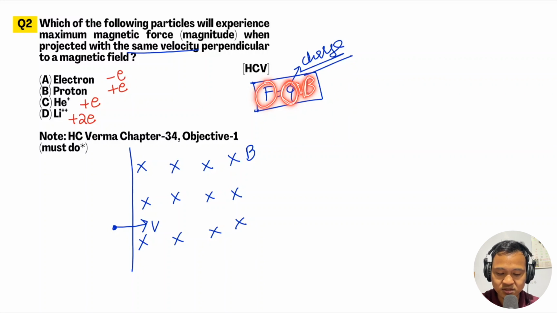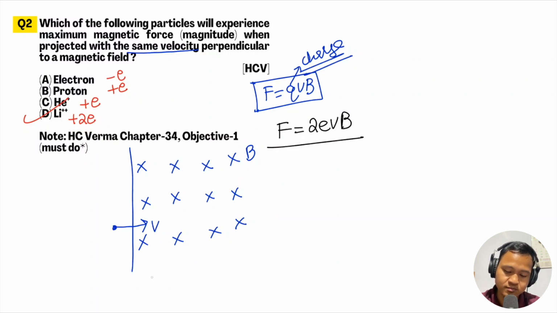So that means the one which has the maximum charge will be experiencing the most force. Lithium plus 2 has 2 times the charge. So the force will be F equals 2E into V into B.